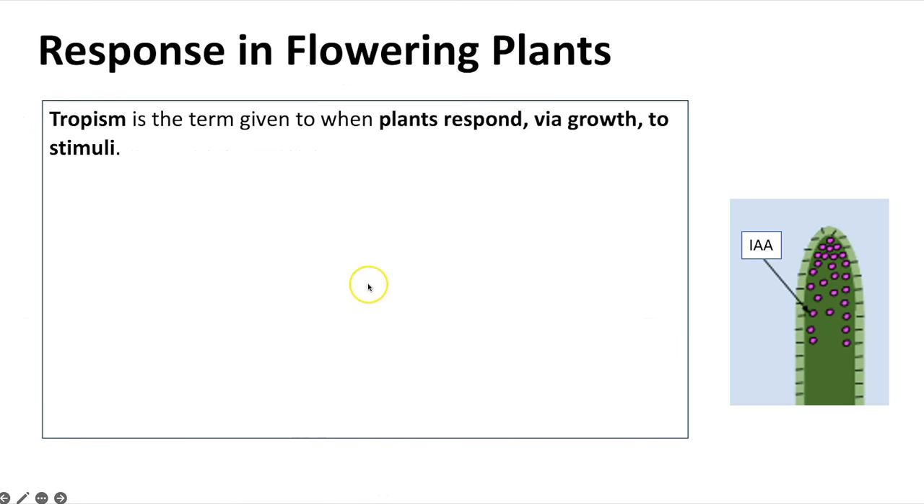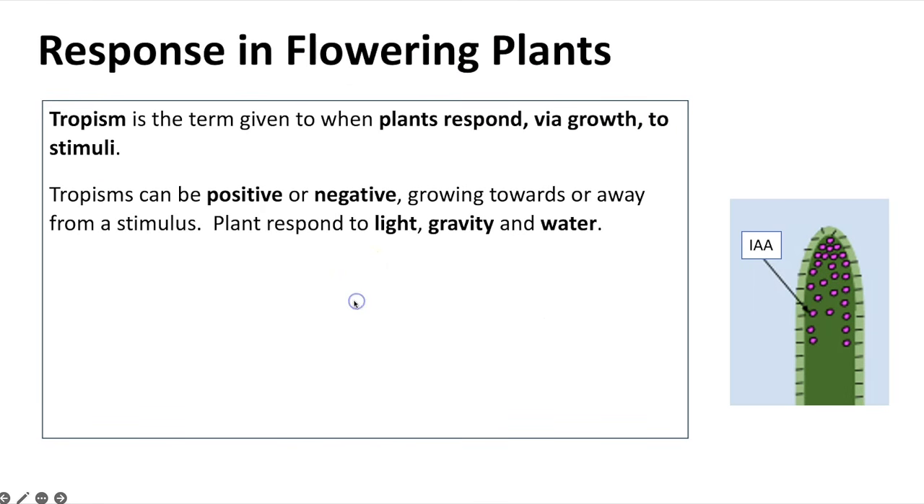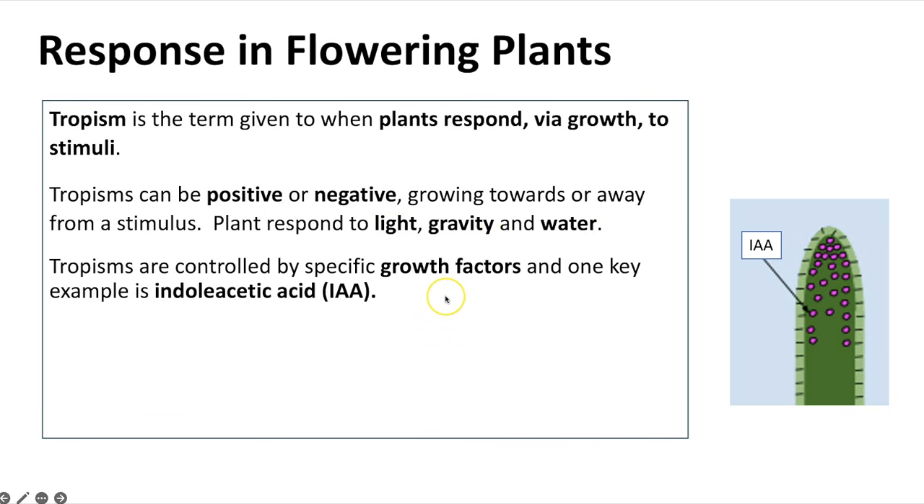So other responses are tropisms, and this is the term given to when plants respond via growth to a stimulus. You can have positive or negative tropisms. Positive means it's growing towards a stimulus, negative means it's growing away from the stimulus. And plants typically respond to these three stimuli: light, gravity, and water. Tropisms are controlled by specific growth factors, and one key example is IAA.